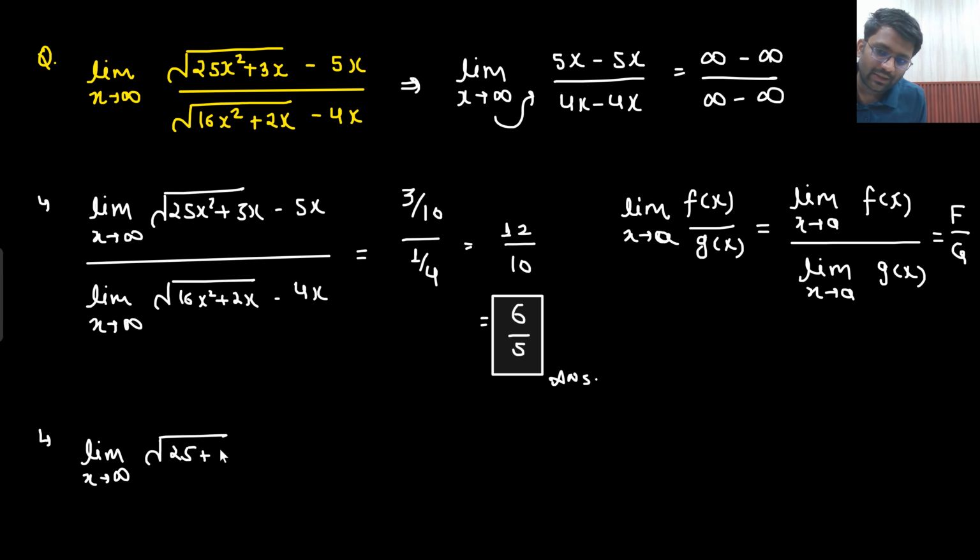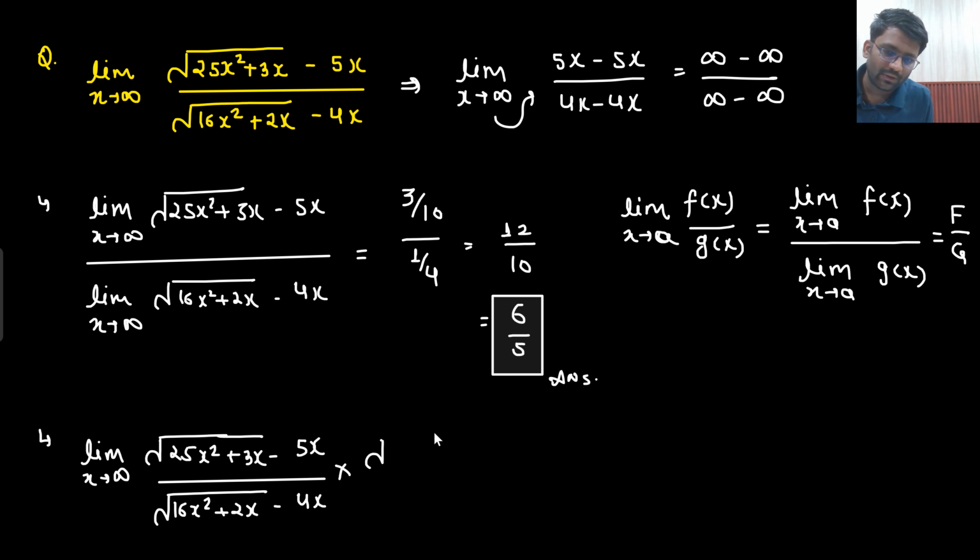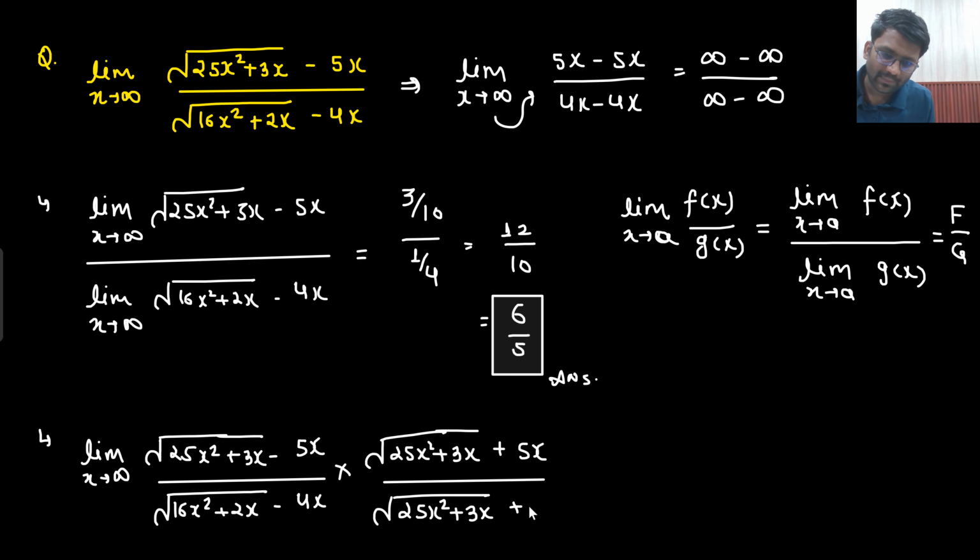25x square, this is the method 2 I am telling. It is not a method 2, this is simply the same method we are doing, nothing else. Rationalization we are doing, but upper side, downward side, both side we need to do. Okay, so this is the value that was given, that I am writing down, under root 25x square plus 3x minus 5x divided by under root 16x square plus 2x minus 4x. Now for the numerator I am doing the rationalization. So what I will do, under root 25x square plus 3x plus 5x divided by under root 25x square plus 3x plus 5x.